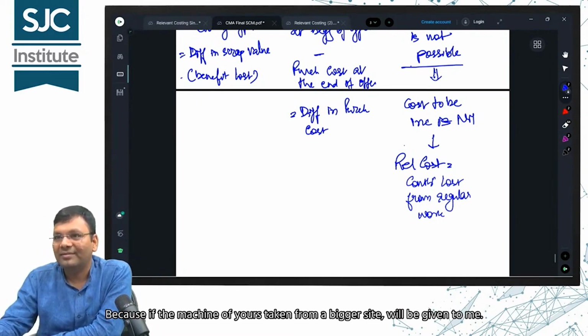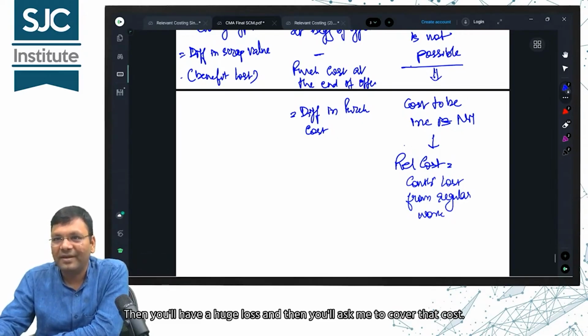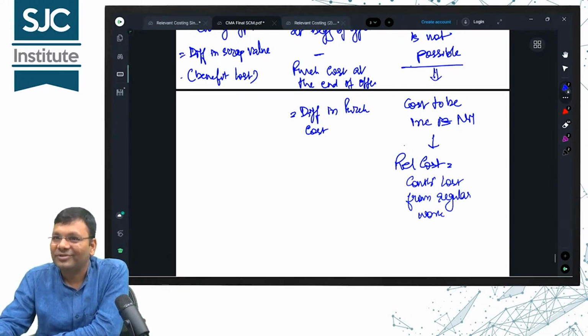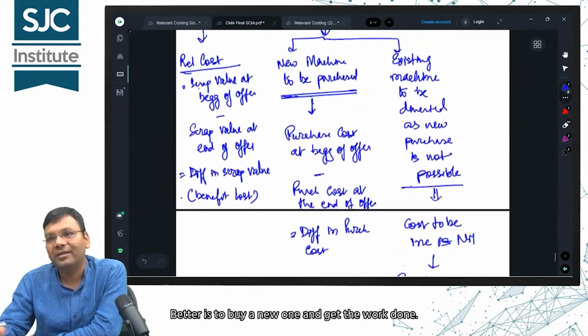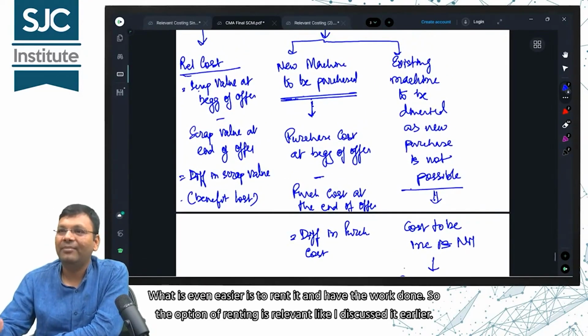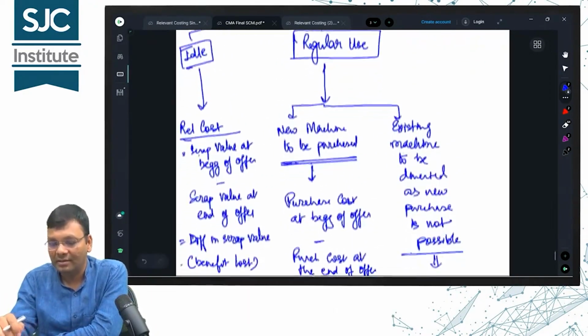Because if the machine of yours taken from a bigger site will be given to me, then you'll have a huge loss. And then you'll ask me to cover that cost. So that cost for just a short period is not exactly justifying. Better is to buy a new one and get the work done. What is even easier is to rent it and have the work done. So the option of renting is relevant, like I discussed earlier.